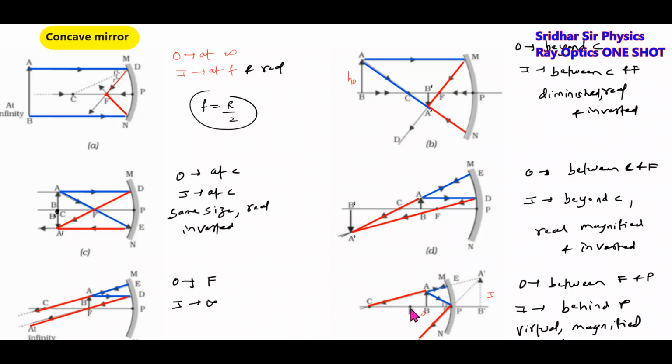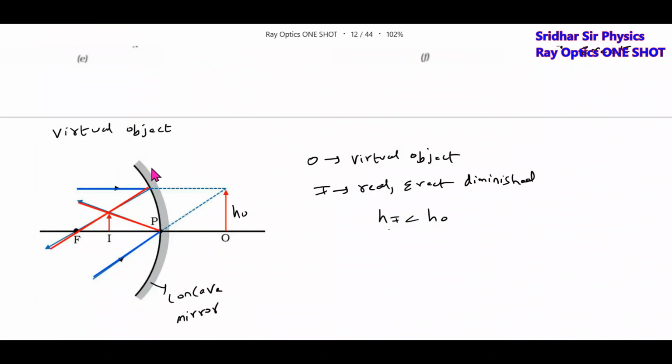Then, if the object is kept between the focus and the pole, the image will be behind the pole and will be virtual. So the object is between focus and pole. What about the image? The image is virtual, erect and magnified, and it will be behind P. So for a concave mirror, for a real object, it can form a real or virtual image. And this is a basic condition.